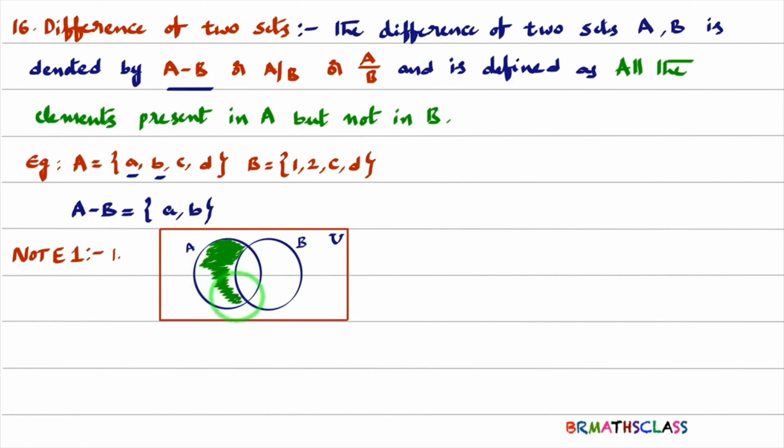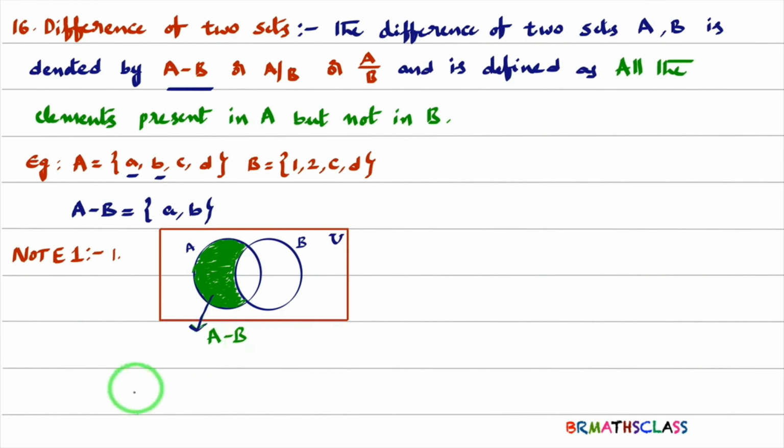Please try to understand. So you observe here this shaded region. What is this shaded region? This shaded region is A but not B. So what is A minus B? All the elements present in A but not in B.